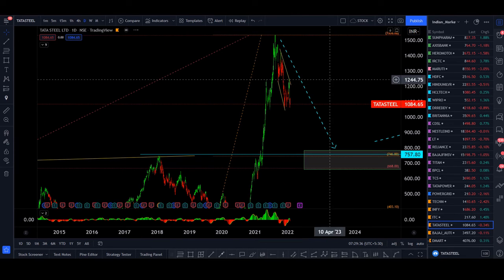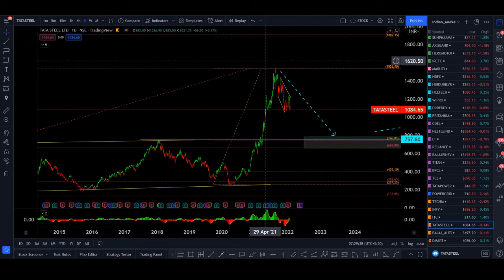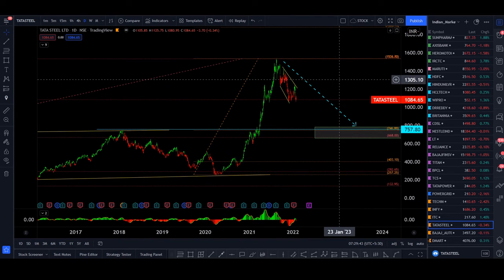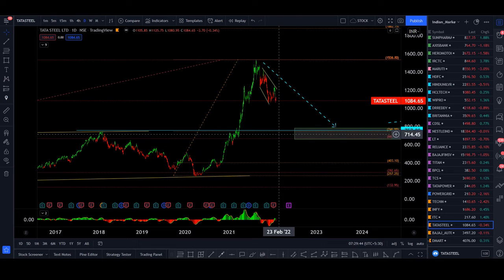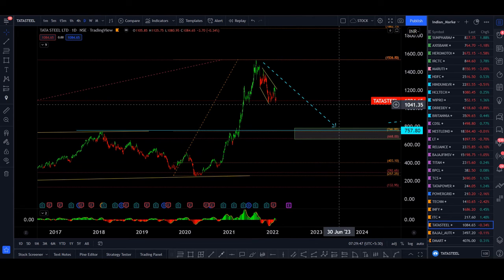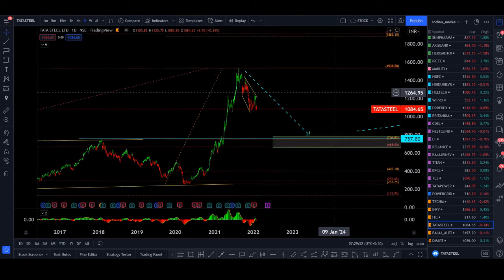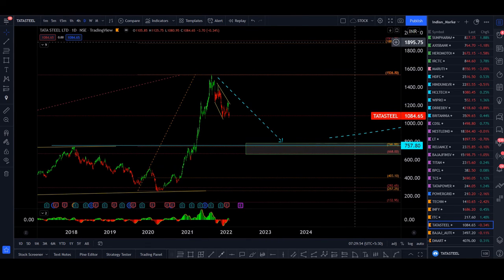Okay, Tata Steel, again same thing. Right now it is just in the A wave on a daily, so we are just waiting to see what is going to happen. It may touch 750 rupees, possible, not sure yet. So if it comes there, definitely it's a good entry for it to reach almost 2000 rupees.